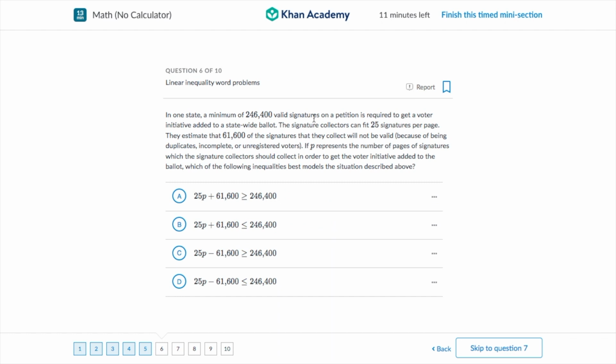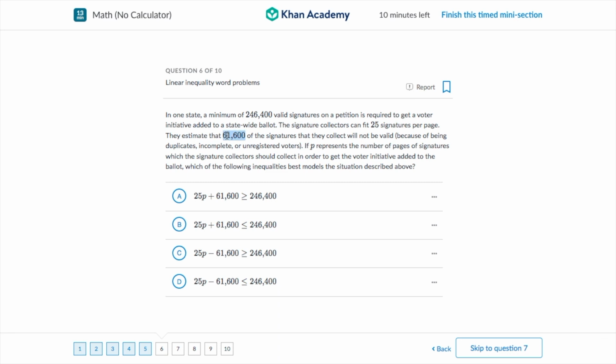Let's continue. In one state, a minimum of 246,000 signatures are needed to get a voter initiative on a statewide ballot. And we can get 25 signatures per page. And it's estimated that 61,000-ish of the signatures they collect won't be valid. So if P represents the number of pages of signatures which they should collect, which of the following inequalities best describes the situation? So let's quickly look here.